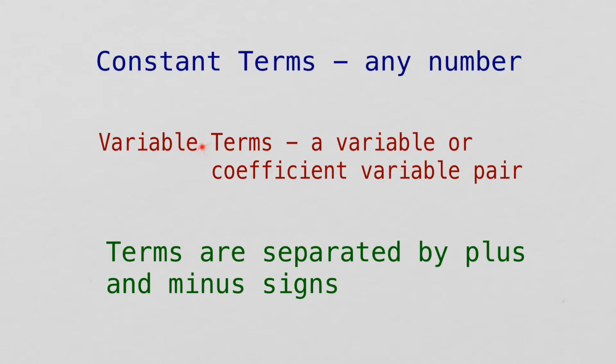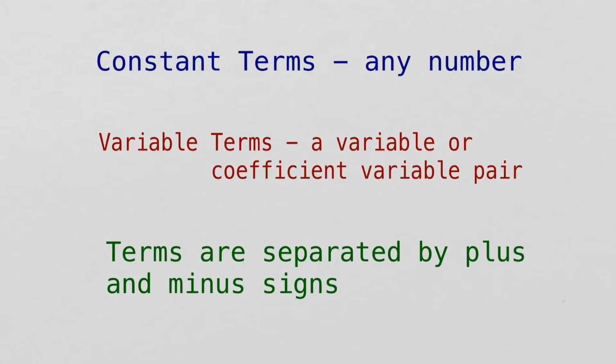We also have variable terms. Now a variable term is any variable or coefficient variable pair. If that's unclear, what we mean is we don't care if it is, say, y or if it is 8y. If it's y, that's just a single variable. If it's 8y, that's a coefficient and variable together. It doesn't matter. Those are both considered variable terms. Lastly, I just want to quickly remind you guys that terms are separated by plus and minus signs.